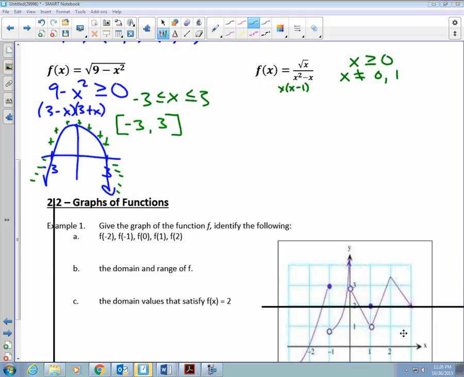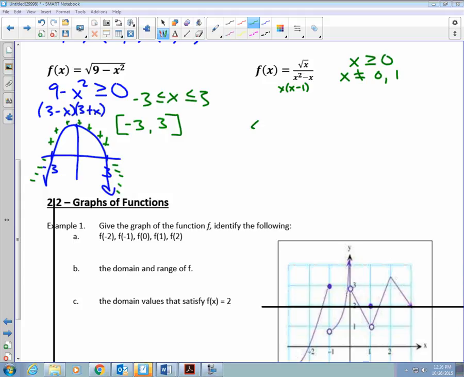Now there's a problem there, folks, because up here it says, well, my domain should be x values that are greater than or equal to 0. On the bottom here, I can't include 0 or 1. Both of these numbers are included in that, aren't they? So I have to exclude it from the overall set.